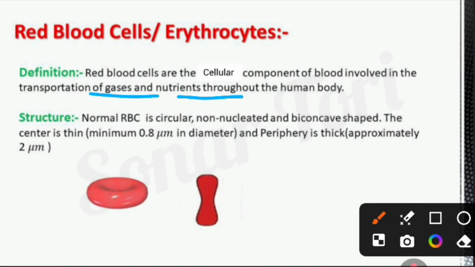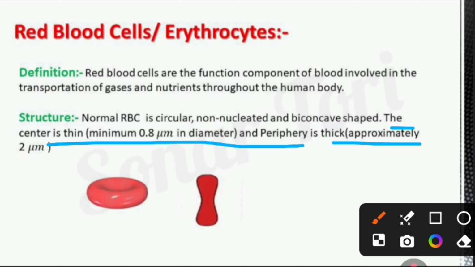Then the shape of RBC. The normal shape of RBC is circular, non-nucleated and biconcave. The center is thin, minimum 0.8 micrometer, and the periphery is thick, approximately 2 micrometer.